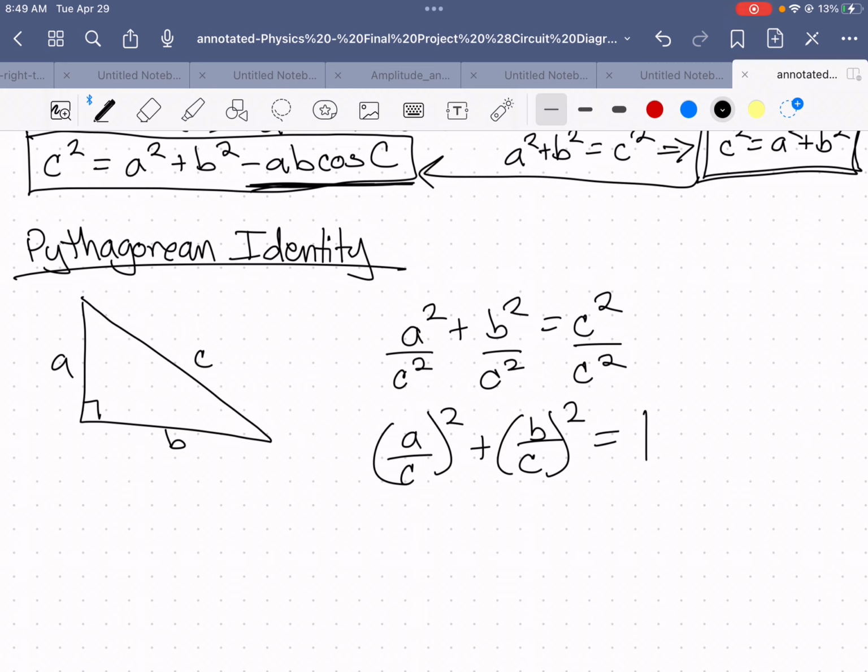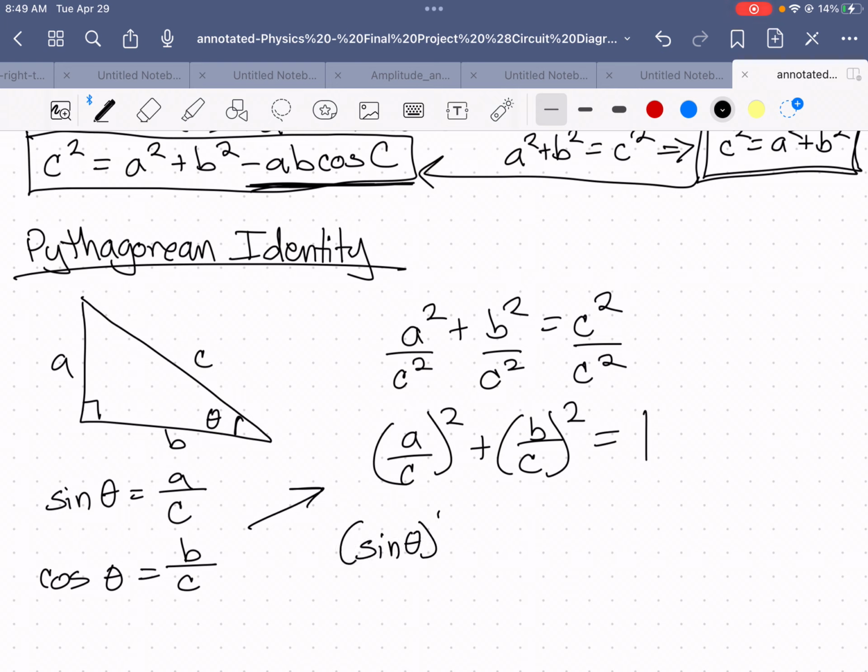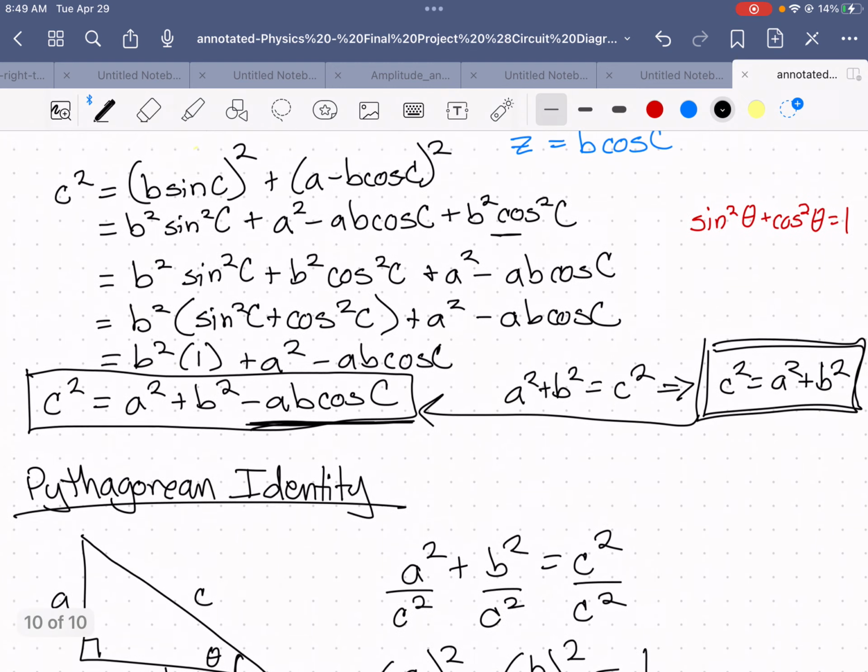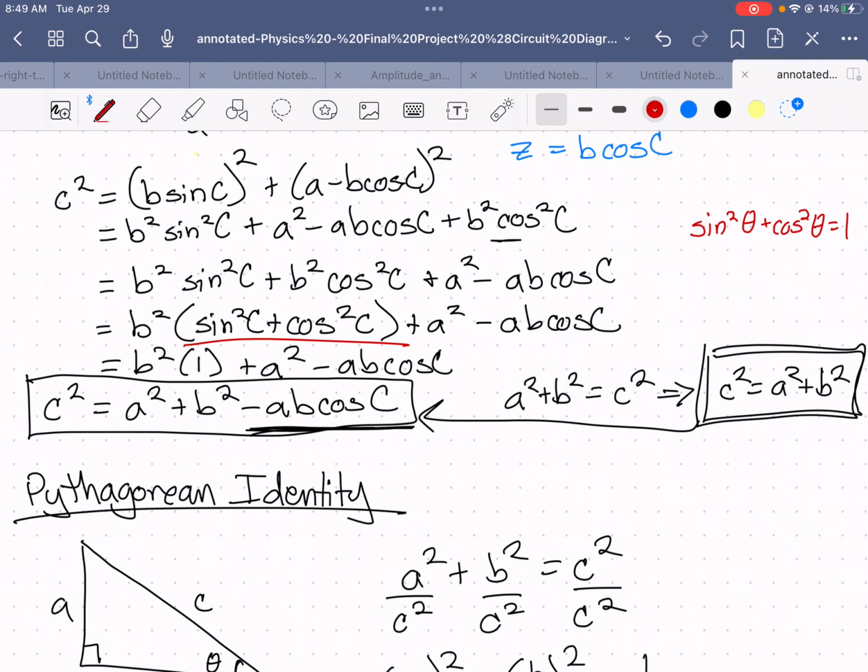And then we can say, well, what is a over c? If I'm looking at this angle theta, sine theta is equal to a over c. And again, if I'm looking at that one, I can say cosine of theta, so I was just picking the wrong angle before, sorry, of b over c. So I can replace these two right in that equation and say this is the same as sine theta squared plus cosine of theta squared equals 1. So that's the proof of the Pythagorean identity that I used right here, if we scroll up.